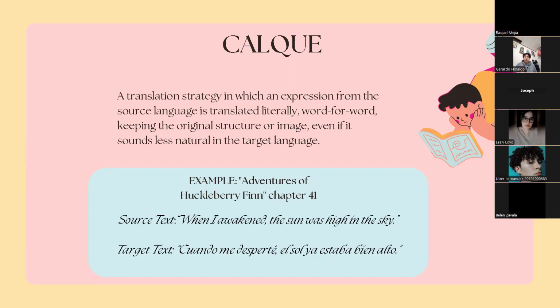For my example, I use a sentence from chapter 41. The source text in English is "When I wakened, the sun was high in the sky." And the target text in Spanish is "Cuando me desperté, el sol ya estaba bien alto." So this is a calque because the translator keeps the English image, high in the sky. The meaning is clear, but the Spanish phrase bien alto follows the English structure instead of a more natural expression.